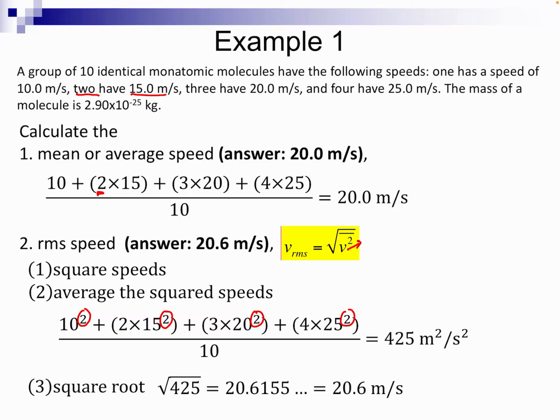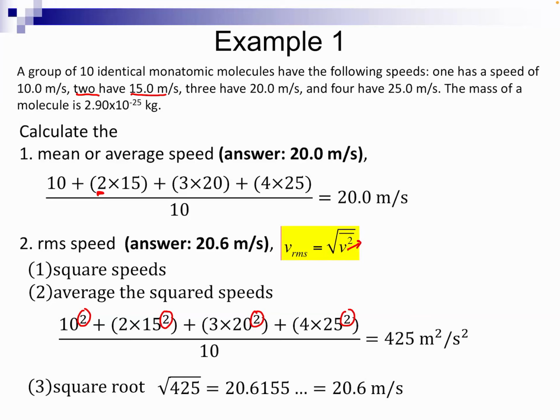Cool. Relatively straightforward, I hope. Yeah, it's just applying the definition of RMS. You work this equation out from inside going out. So you start with square, then average, then square root.